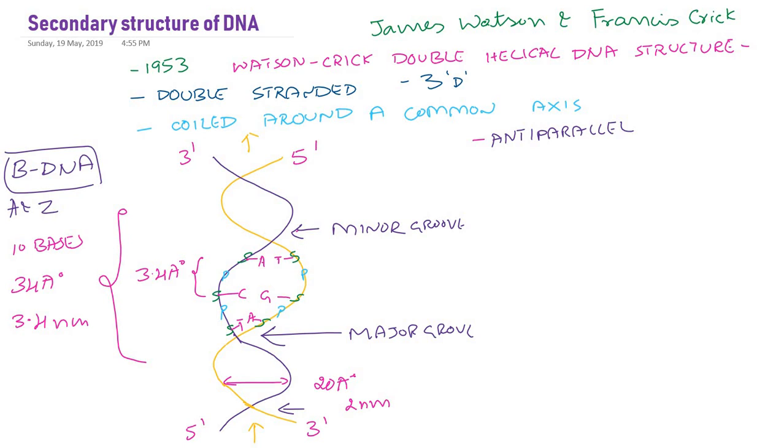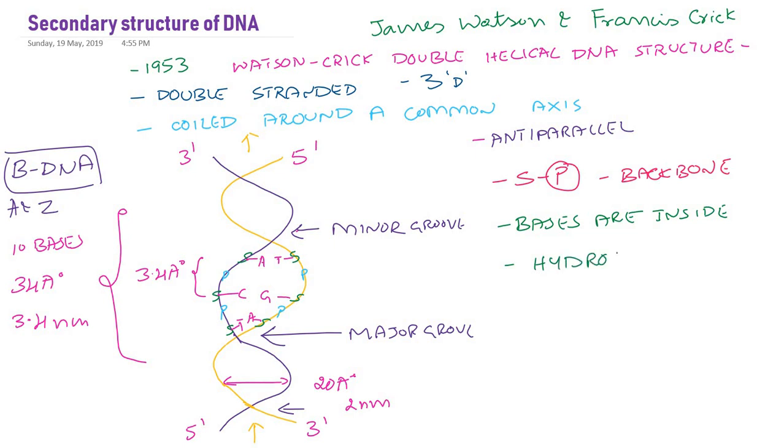So we have learnt in the secondary structure that sugar and phosphate are the backbone of DNA, and the bases are always inside. And you may wonder how these two chains are held together. The two chains are held together by a bond called hydrogen bond. If there is an adenine base, it always base pairs, or forms hydrogen bonds, with T. There are two hydrogen bonds between adenine and thymine.